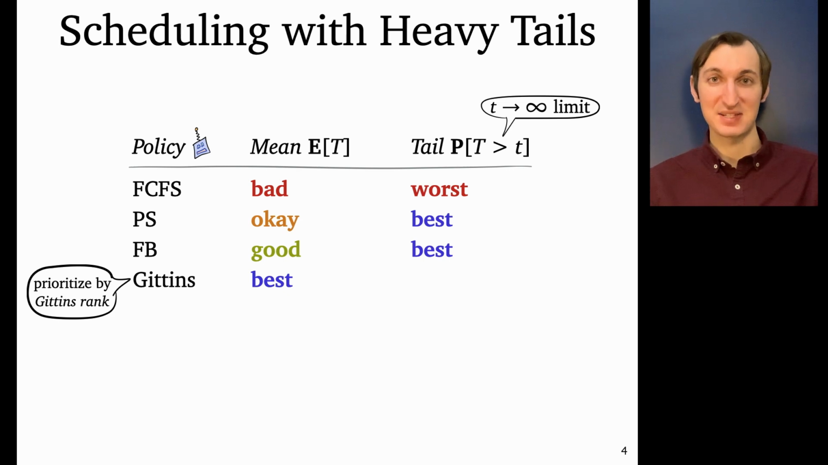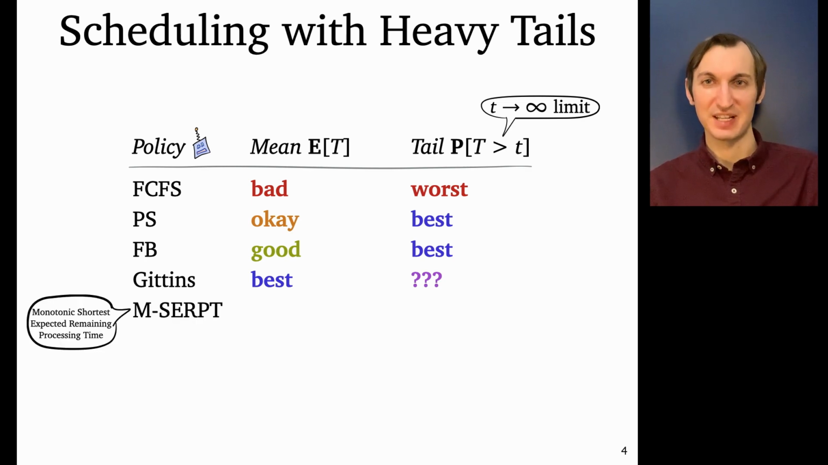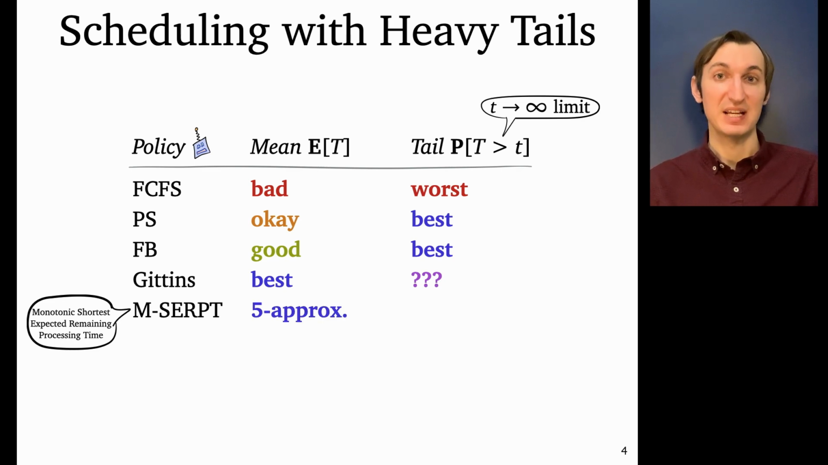Unfortunately, because Gittins is so complicated, no one knows what its tail decay looks like. So it's a hard problem to figure out what the tail decay of Gittins' response time looks like. So you might ask, maybe there's a simpler version of Gittins that we can study instead. There is a simpler version of Gittins called SERP. This stands for monotonic shortest expected remaining processing time. It was shown at Sigmetrics 2020 that SERP is a 5-approximation for mean response time. So it has really good mean response time, comparable to Gittins, and it's much simpler than Gittins.